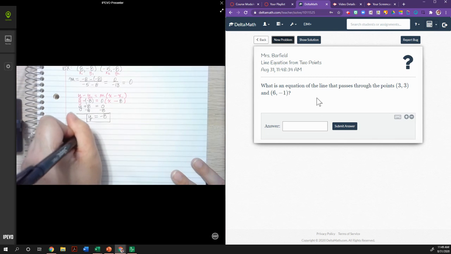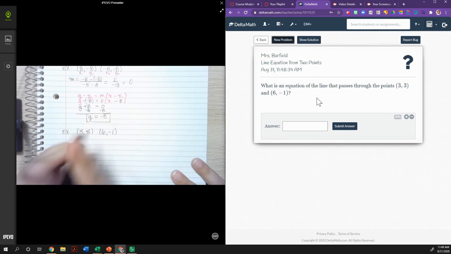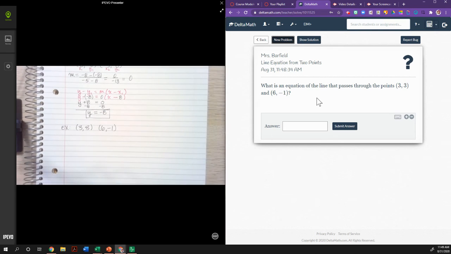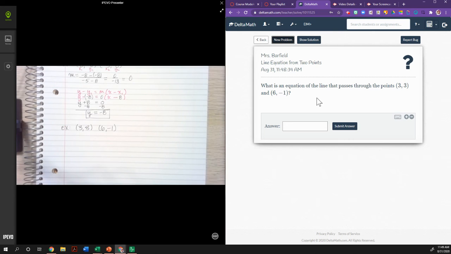So I have (3, 3) and I have (6, -1). Okay, notice my x coordinates are not the same and my y coordinates are not the same. So this problem is going to have all the work associated with it. Okay, so that's why I do the problems that way. I want you to see me work them out and then see why I can go back and use shortcuts, because those shortcuts apply to certain problems.